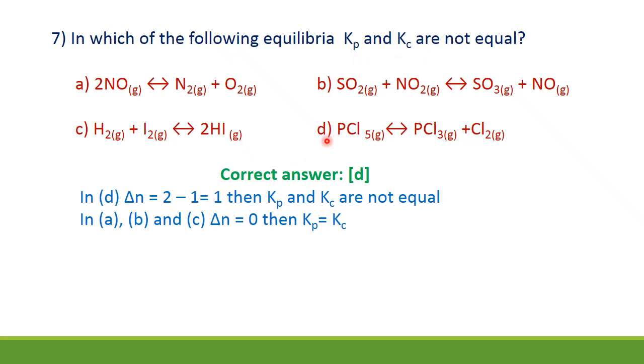But in the case of D, delta n will be equal to 1. That is, the number of moles in the product is 2 and the number of moles in the reactant is 1, so 2 minus 1 will be equal to 1. Then Kp and Kc are not equal. Therefore, the correct option is D.